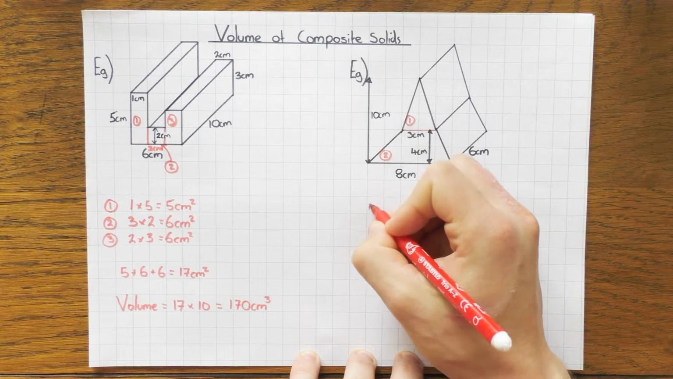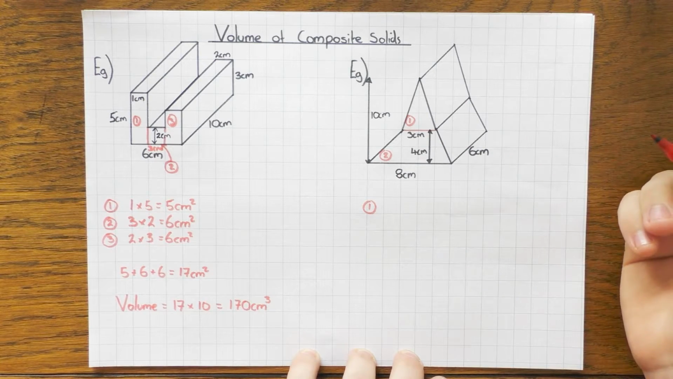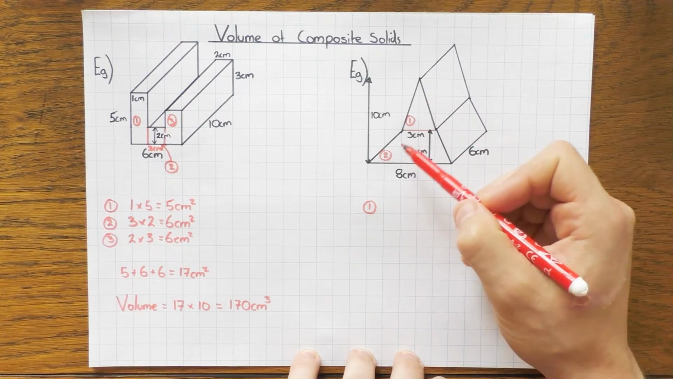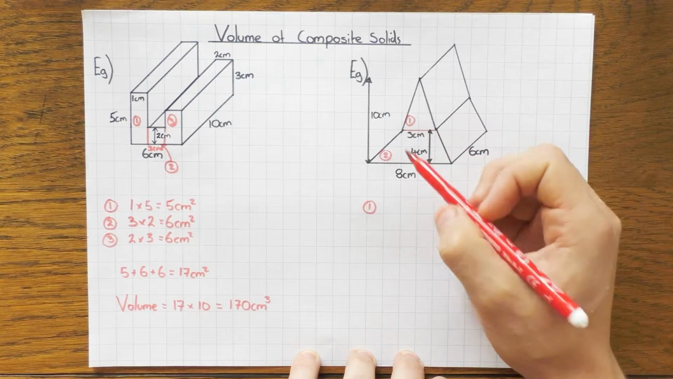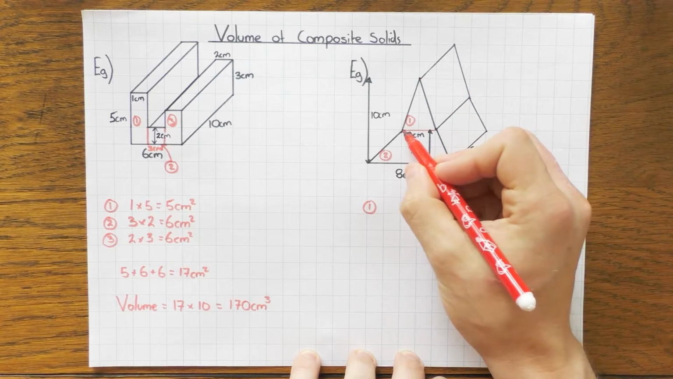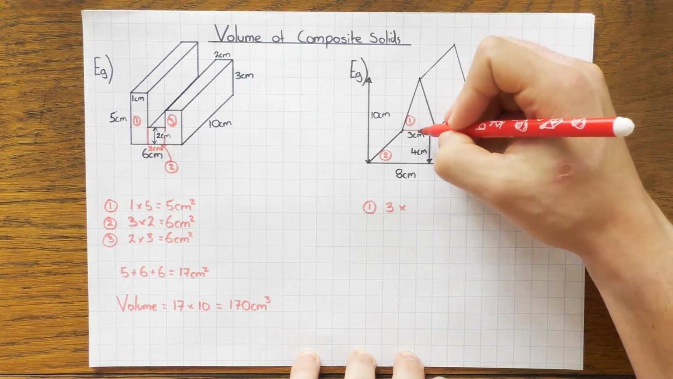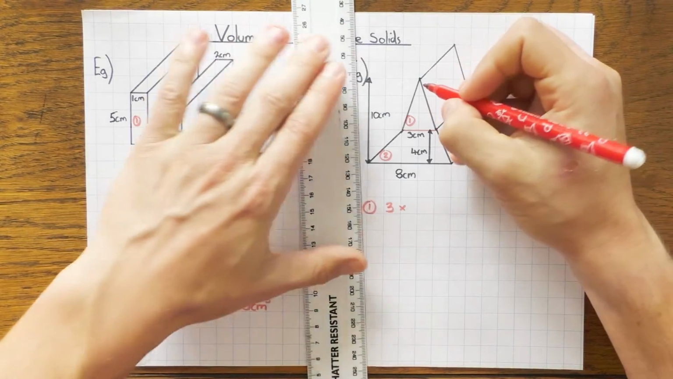And just as before, I'm going to work out the area of the cross section and then times it by how long it is. In this case, it's 6. So the first one is the triangle. So remember, triangle is base times the height and half it. Well, the base is 3, we're given that, times the height. Let's get a ruler.